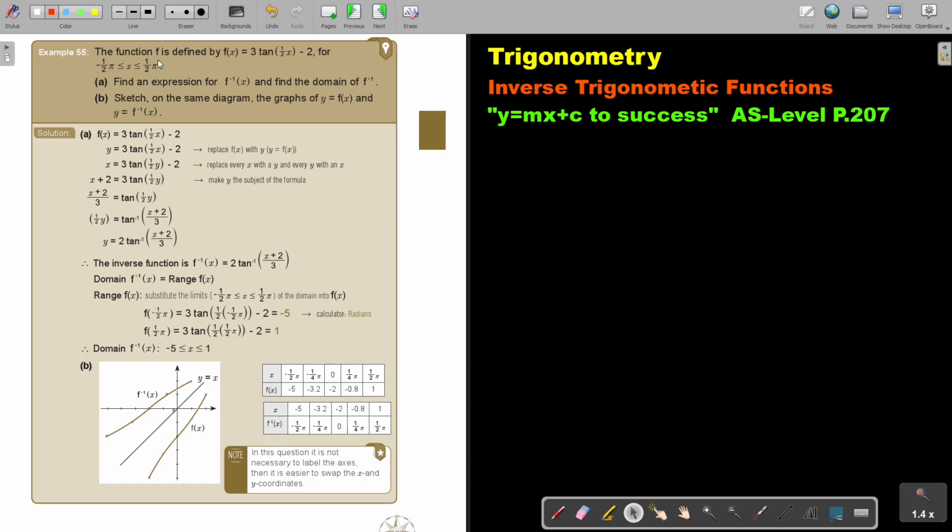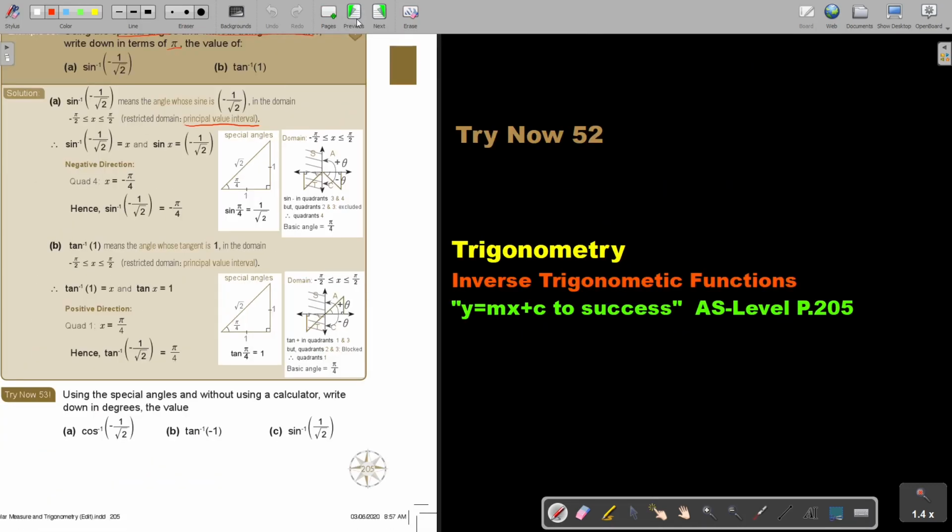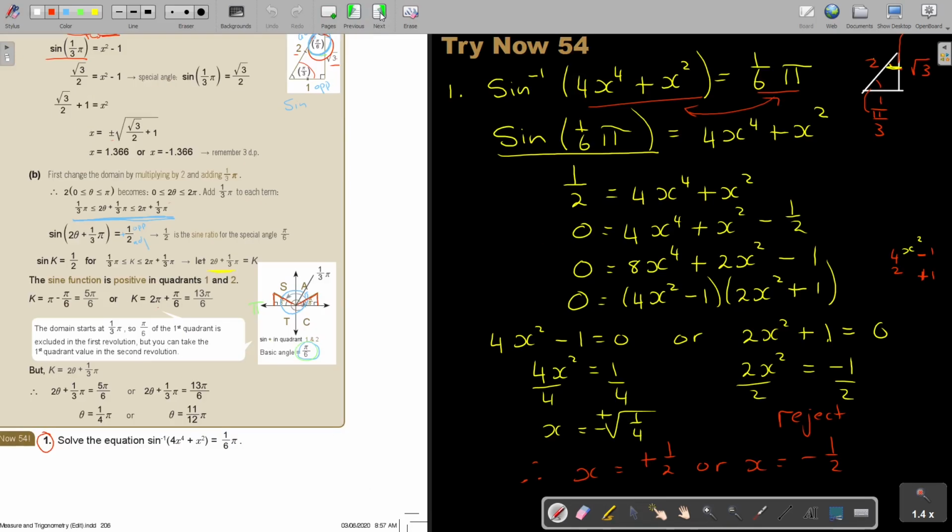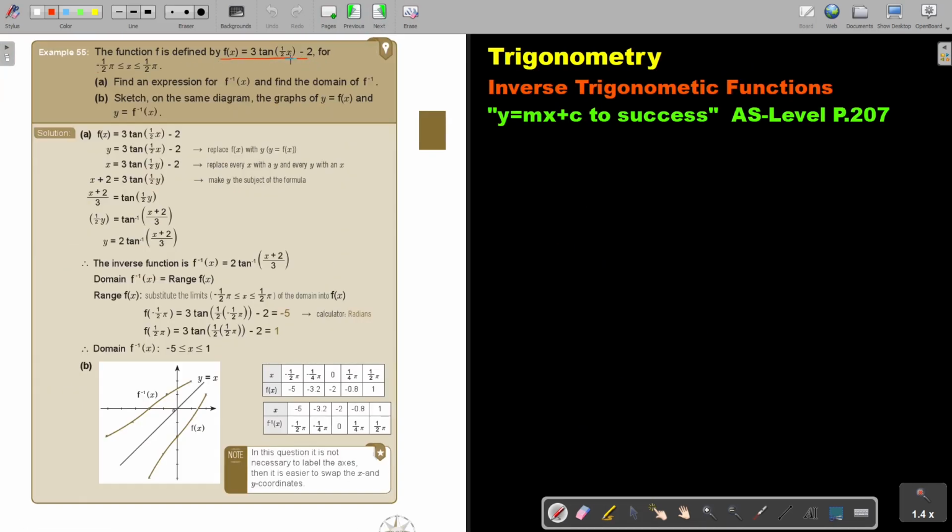The function f is defined by f(x) equals 3 tan of a half x minus 2. So there is the function, for negative a half pi less than or equal to x less than or equal to a half pi. If you remember from previous videos, this is the principal value interval of the tan function. Find an expression for the inverse and find the domain of the inverse.